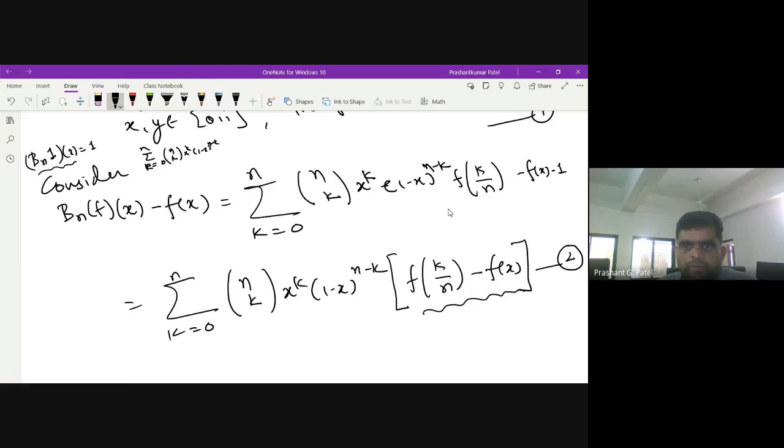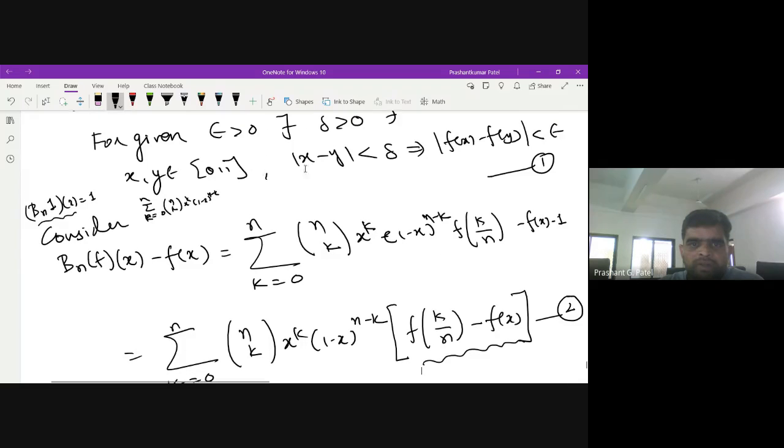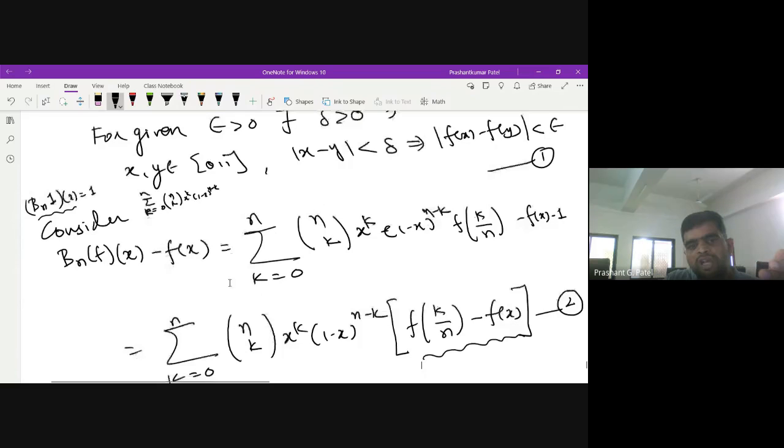That means, if I want to use the first statement, that is |x − y| < δ implies |f(x) − f(y)| < ε. That means |k/n − x| should be less than δ, then we can say this is less than ε. So for those values where |k/n − x| is less than δ, we don't have any problem. And this summation is running from 0 to n.